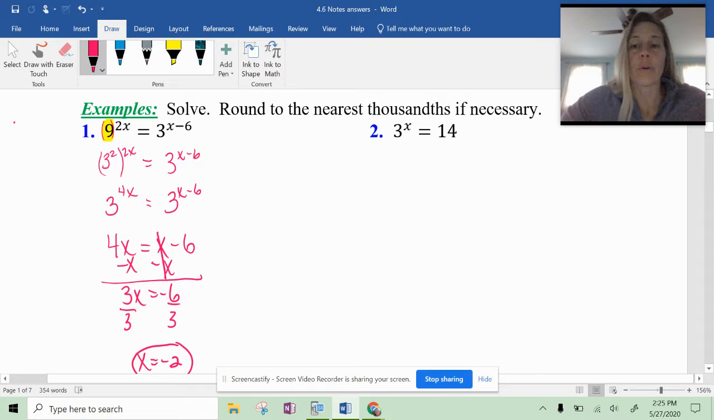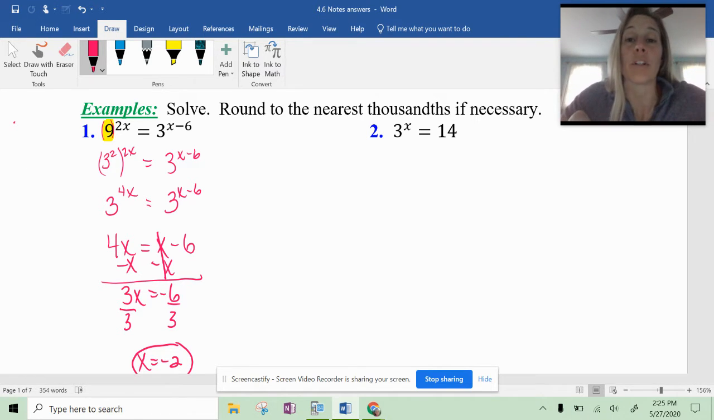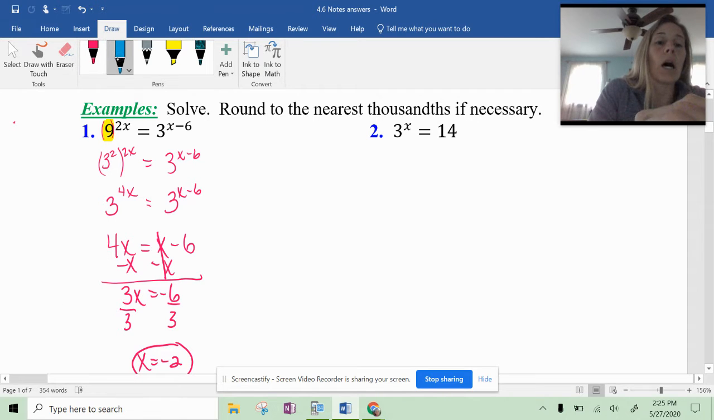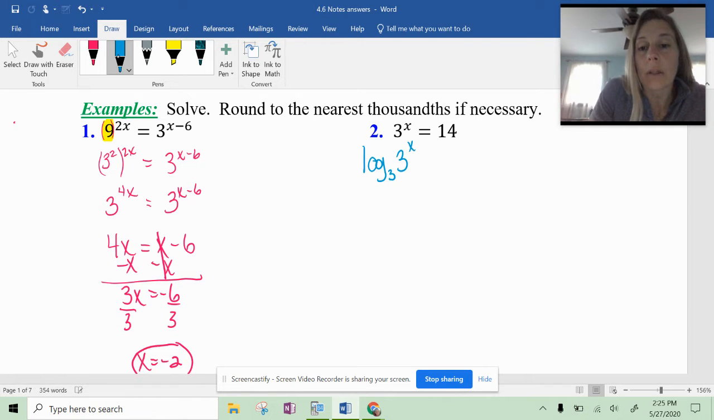Now for number 2, this one's a little bit different because I have 3 as my base here, which I definitely cannot make smaller because 3 is a prime number. And unfortunately, there's no way for me to rewrite the 14 to make it a base of 3. So in this case, you do what's called log both sides. So in order to cancel out this base 3, you would have to log it with the same base, which is 3, for them to cancel. And then you'll just be left with your x.